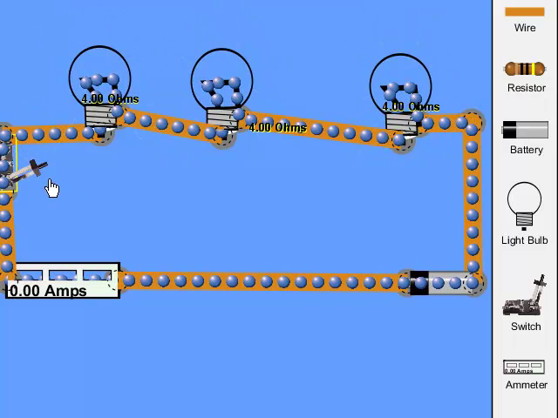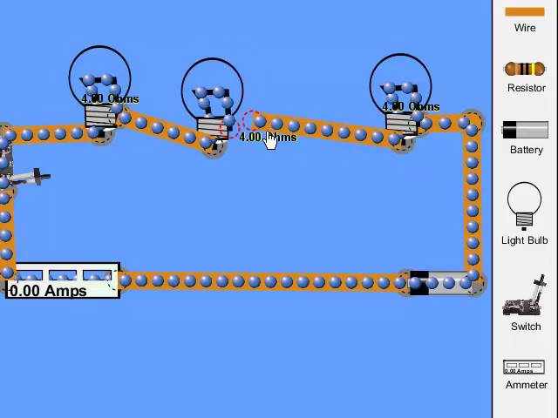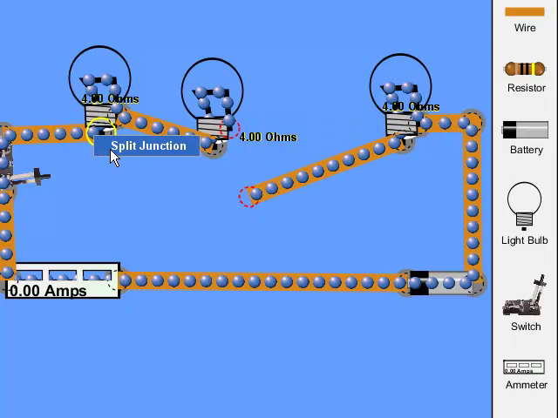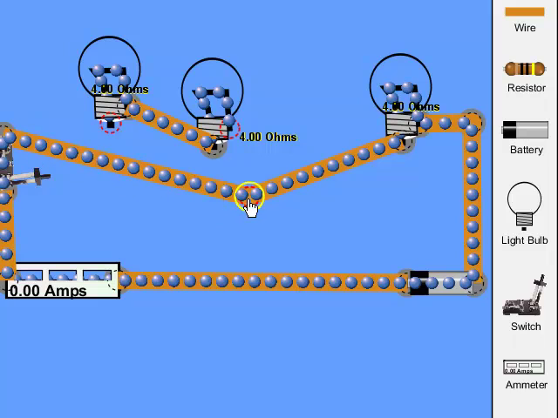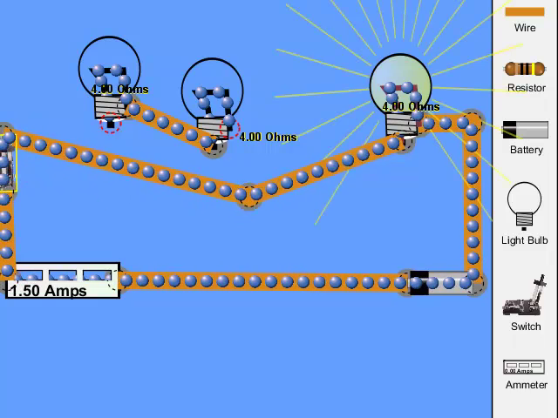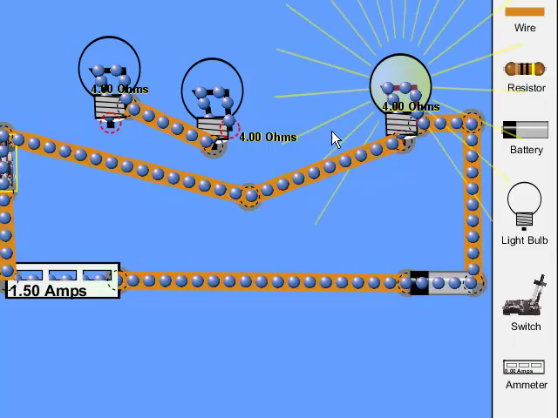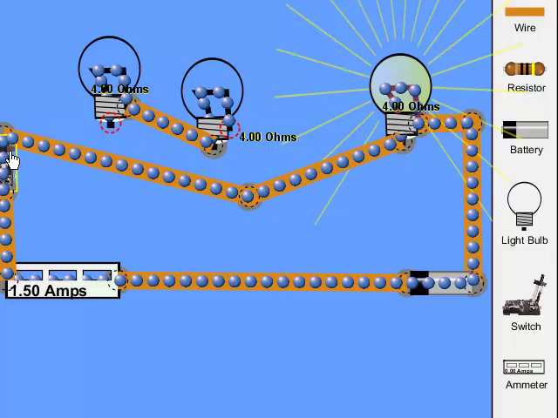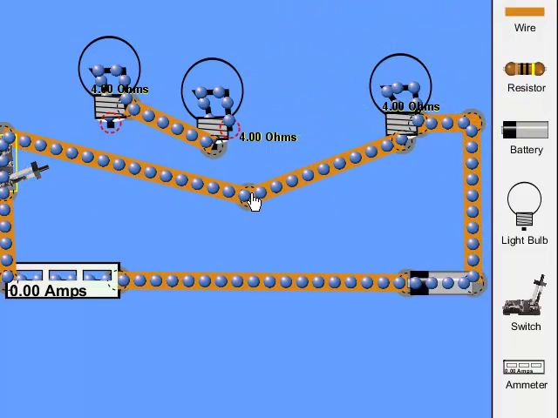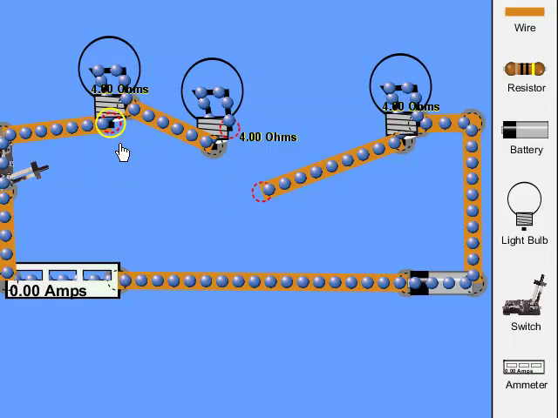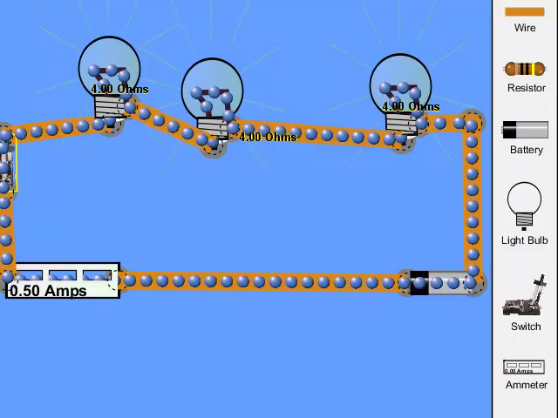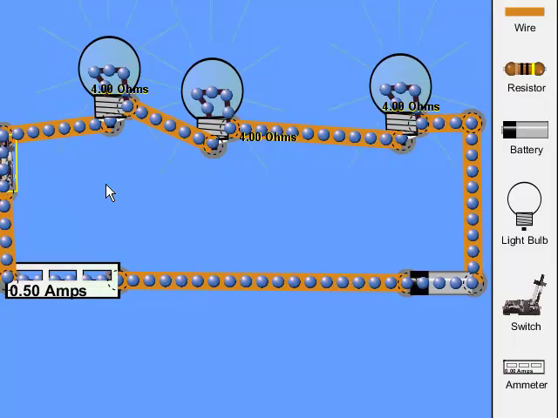We can simulate just the one light bulb again. I think all I have to do is just take 2 light bulbs out of here and notice what happens now. Okay, relatively bright, this one light bulb here, but notice if I put all 3 of them in series, then they're quite a bit fainter.